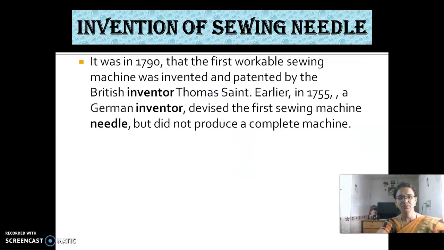Okay, children. And then invention of the sewing needle. Before that they used only the hand methods, like the weaving method and the knitting method, to stitch their dresses. Afterwards only the sewing machine was invented. First, the sewing needle was invented. Look here. It was in 1790. In the year 1790 the first workable sewing machine was invented by a British inventor, Thomas Saint.